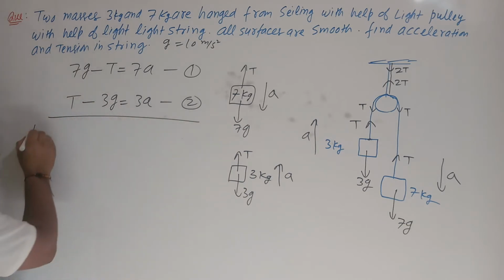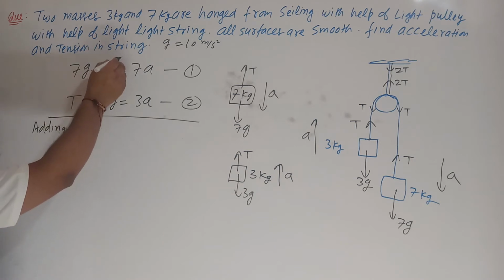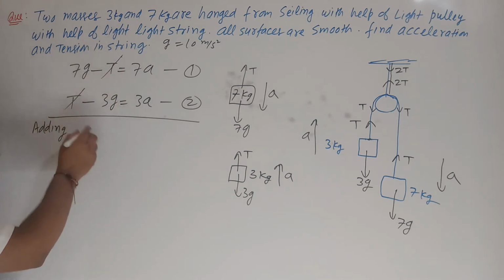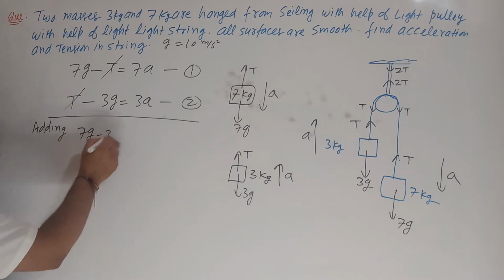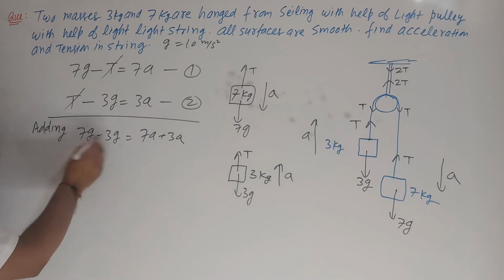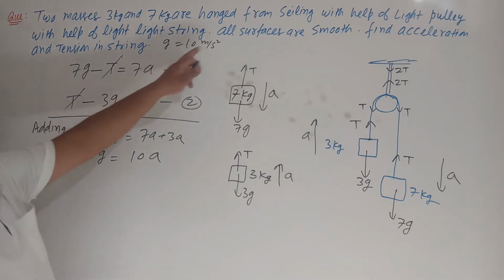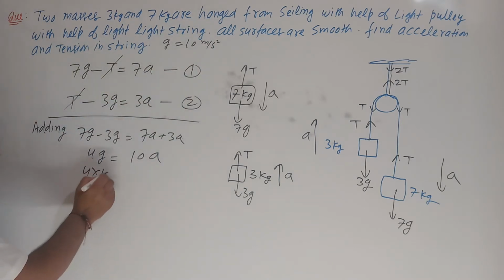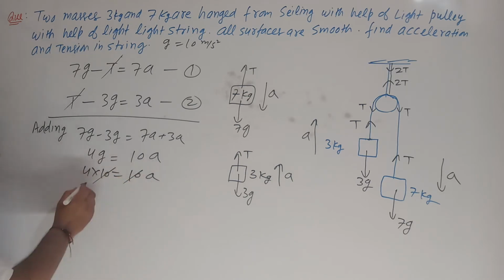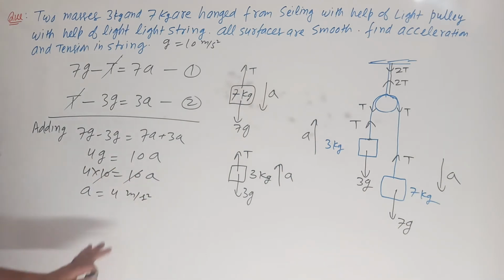Solve this. If you add, the tension will cancel out, plus minus, so 7g minus 3g is equal to 7a plus 3a. 7g minus 3g, that is 4g, is equal to 10a. If you put g is equal to 10, then 4 into 10 is equal to 10a. So 10 cancels out. You can see here a is equal to 4 meter per second square. So we have found that the acceleration is 4 meter per second square.